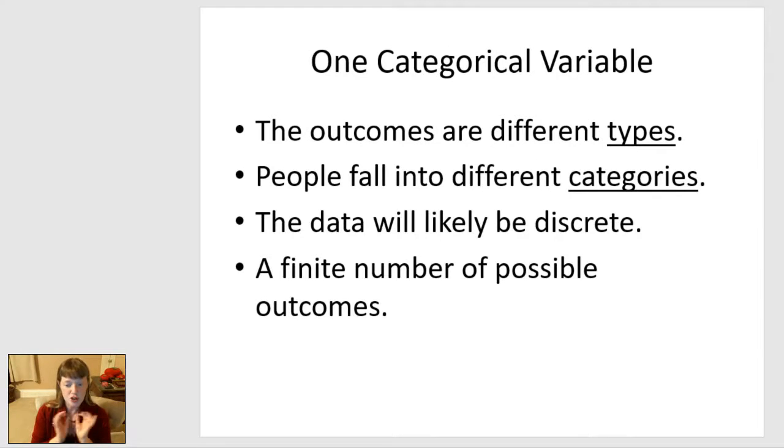So, to refresh your memories, when you have a categorical variable, remember it's a variable, so we're going to be asking somebody a question. But then the answer to that question isn't going to be a number. The answer to that question is going to be a word. So we're going to be classifying people by type. We're going to be putting people into different groups or categories. The data is going to be completely discrete, and there's going to be a limited finite number of possible outcomes.